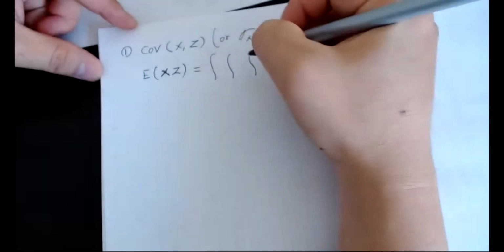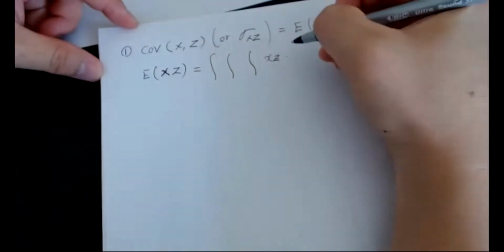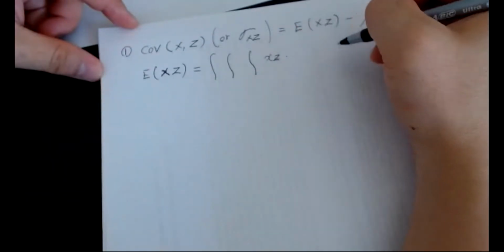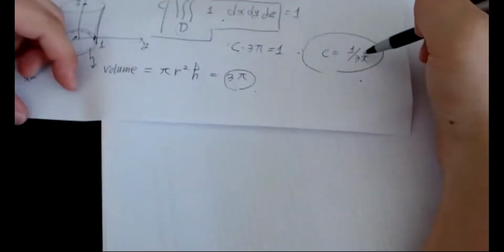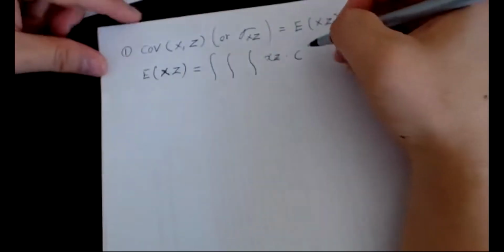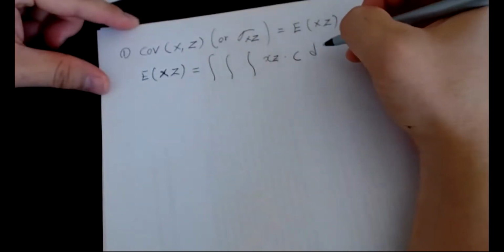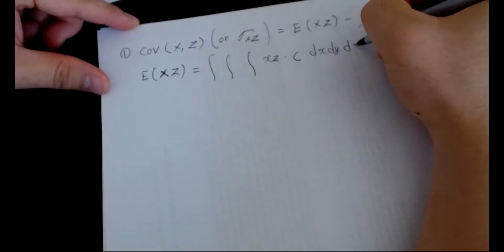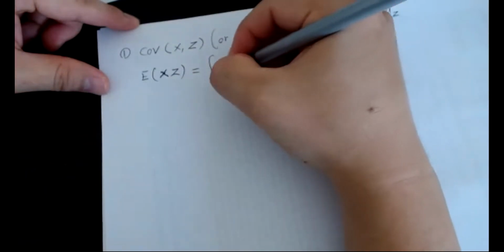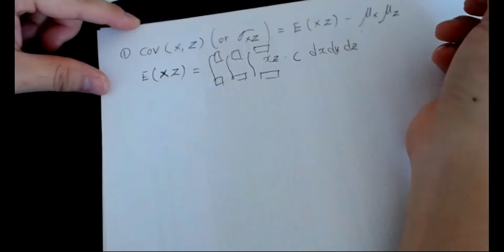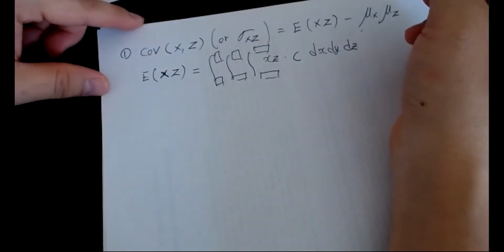the triple integral of x times z times the joint PDF, which is C. We just figured out C, which is 1 over 3 pi, so I'll plug in 1 over 3 pi later. So this is dx, dy, dz, but we need to figure out the limits of integration.